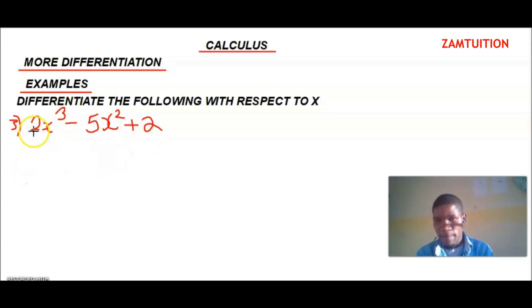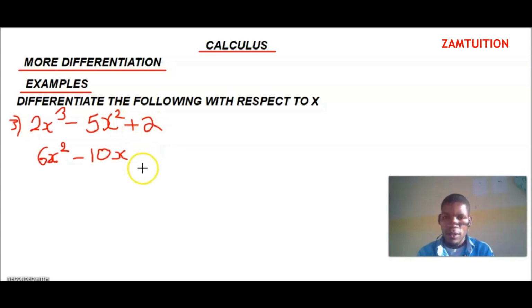So the dy over dx of this term here is the same as 3 multiplied by 2, which gives us 6x. And then from this power we subtract 1, so 3 take away 1 gives us 2. Minus the dy over dx of this one, which is 2 multiplied by 5, giving us 10x, and then from this power we subtract 1, which gives us 1. And then the dy over dx of a constant number is 0, so it is plus 0 there. So this is the final answer.